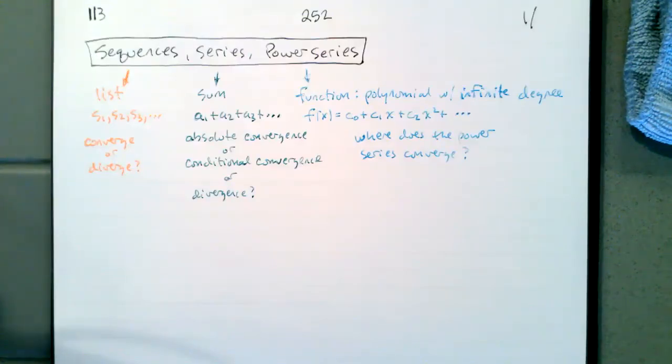Today, we're going to continue looking at sequences, series, and power series. We've talked about the way we think about these things. A sequence is just a list. So term 1, term 2, term 3, and so on. And the question is, does the sequence converge or diverge? And sequences are the simplest ones.